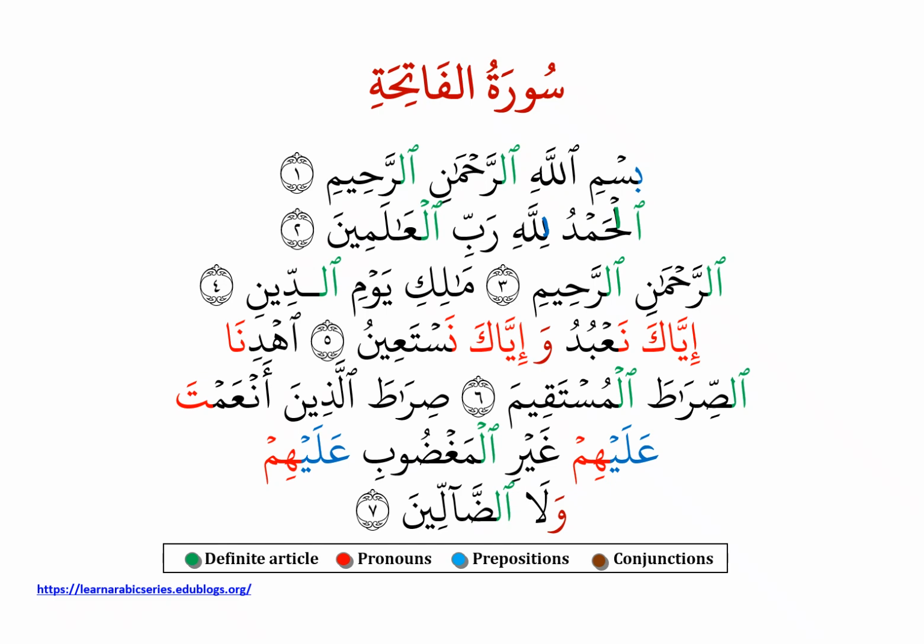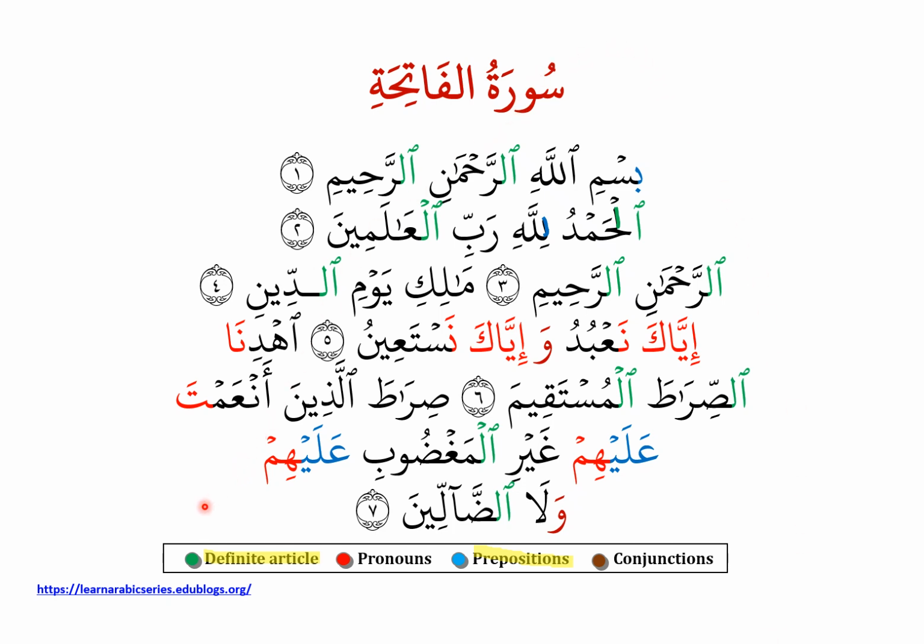Let's look into the color codes down here, and we'll start with the Arabic definite article and prepositions, which are the signs of nouns. So whenever they are attached to a word or come before a word, know that that word is a noun. So the examples here are in the surah.